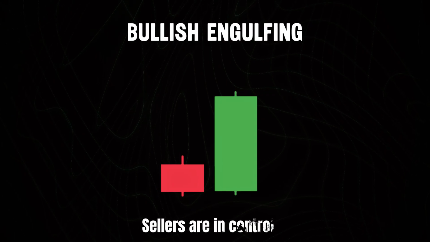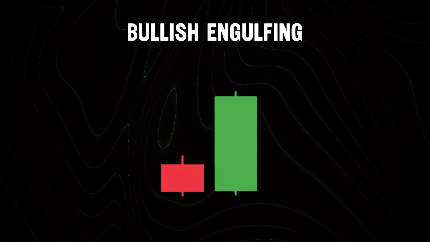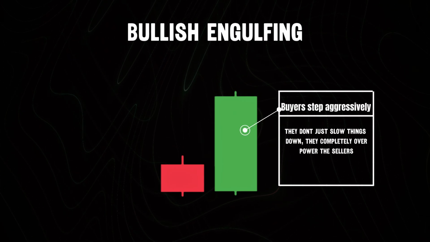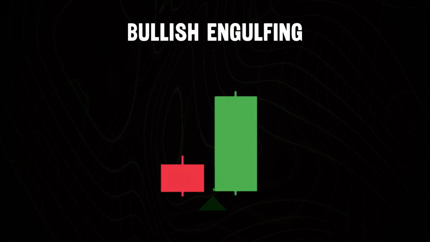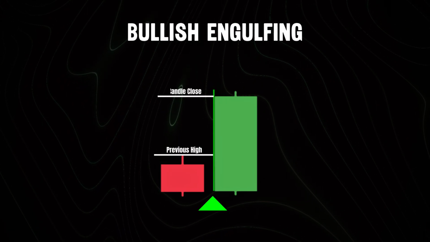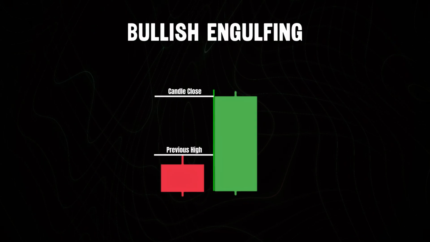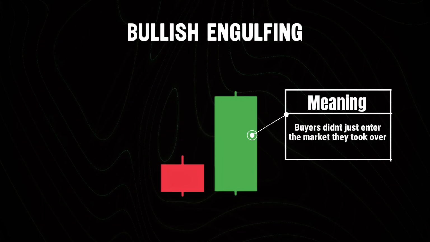At first, sellers are in control. That's your first candle. But as the next candle begins, buyers step in aggressively. They don't just slow the market down. They completely overpower the sellers. Price pushes up, breaks past the previous high, and closes strong. That shift in momentum is what makes this pattern powerful. It shows that buyers didn't just enter the market, they took over.